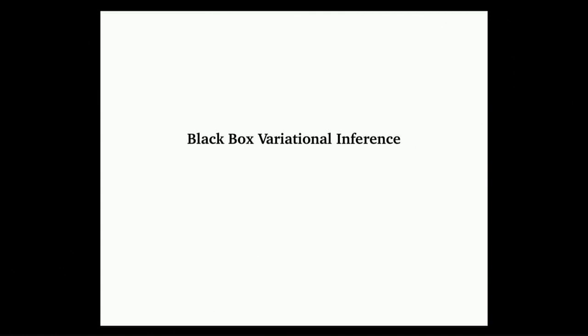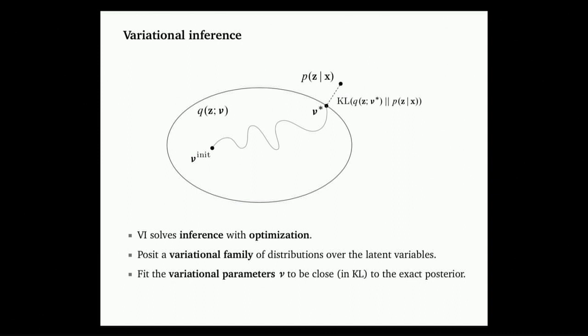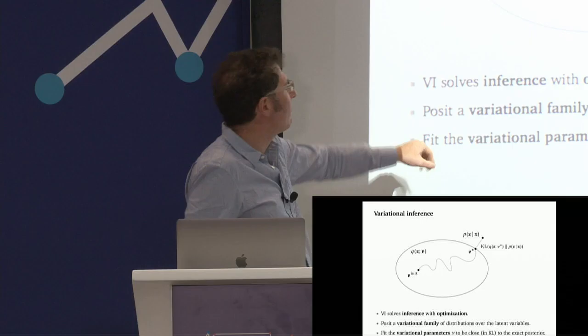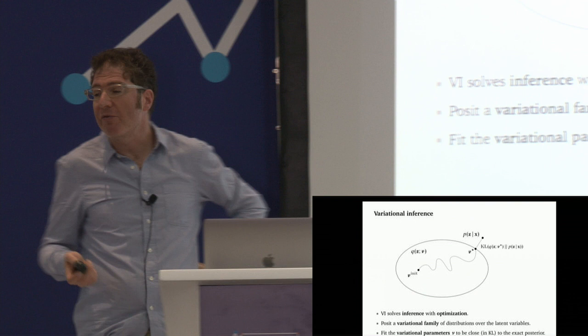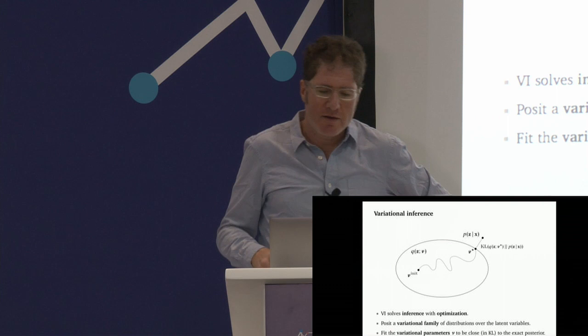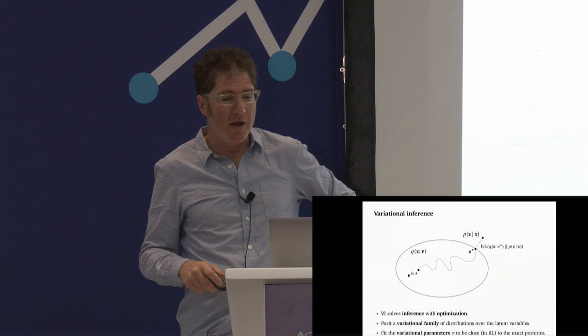The next idea I want to talk about is black box variational inference. Again, this picture, we'll see it again too. Variational inference solves the inference problem by casting it as an optimization problem. The idea is we posit a variational family of distributions of the latent variables, and then we fit the variational parameters nu to be close in KL divergence to the exact posterior. Now, in 2001, 2002, 2003 and so on, this is how we derived variational inference algorithms.